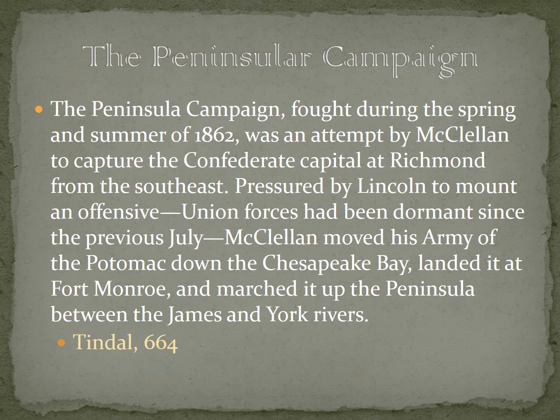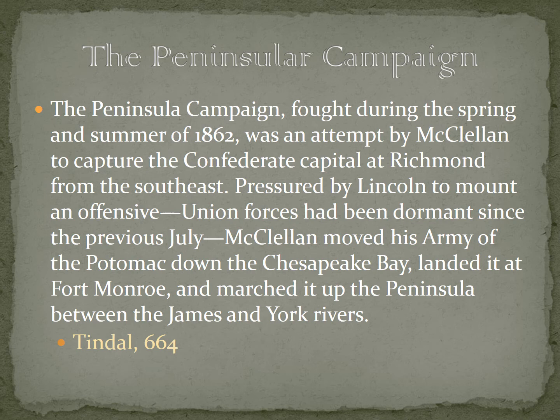and end this conflict. And so around the same time that the Battle of Hampton Roads takes place, McClellan will begin a campaign known as the Peninsular Campaign. It says the Peninsular Campaign, fought during the spring and summer of 1862, was an attempt by McClellan to capture the Confederate capital at Richmond from the southeast. Pressured by Lincoln to mount an offensive, Union forces had been dormant since the previous July, McClellan moved his Army of the Potomac down the Chesapeake Bay, landed it at Fort Monroe, and then marched it up the peninsula between the James and York rivers.